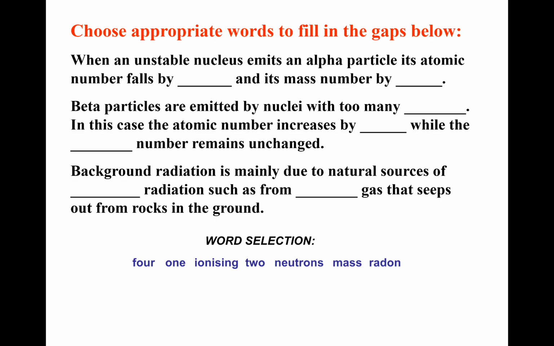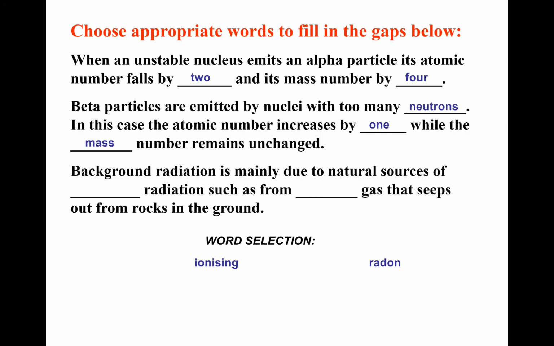When an unstable nucleus emits an alpha particle, its atomic number falls by 2, and its mass number falls by 4. Beta particles are emitted by nuclei with too many neutrons. In this case, the atomic number increases by 1, while the mass number remains unchanged.